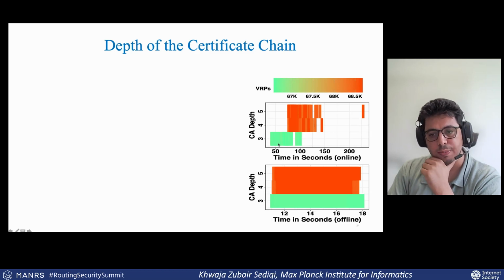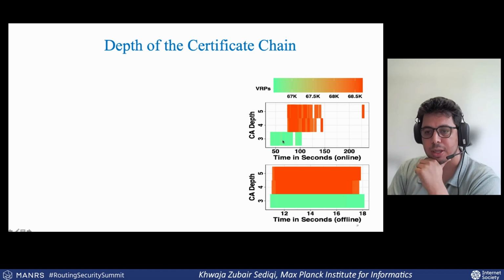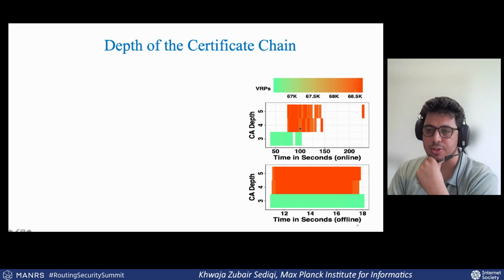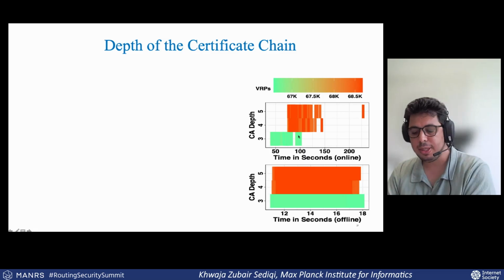We can easily notice that the color here changes from green to red. And if you look at the numbers, the difference between green and red is nearly 2,000 to 3,000 VRPs. However, the time increases from 50 to nearly 80 or 90 seconds on average. So what does it mean?